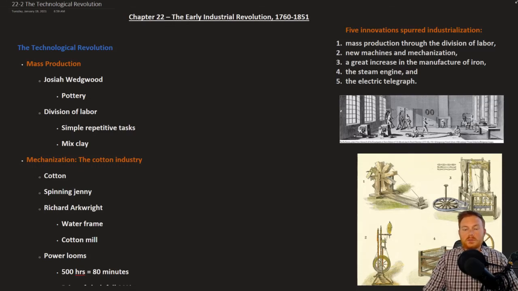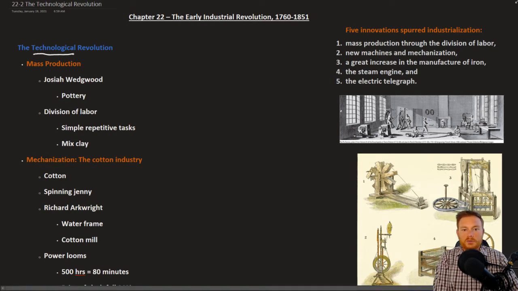All right, so this is The Earth and Its Peoples by Richard Bulliet, Chapter 22, The Industrial Revolution, 1760 to 1851. We'll be looking at Section 2, The Technological Revolution. So, a key part to what made the Industrial Revolution possible. Again, recall the Industrial Revolution is the change in the way that goods are produced and distributed, was technology.